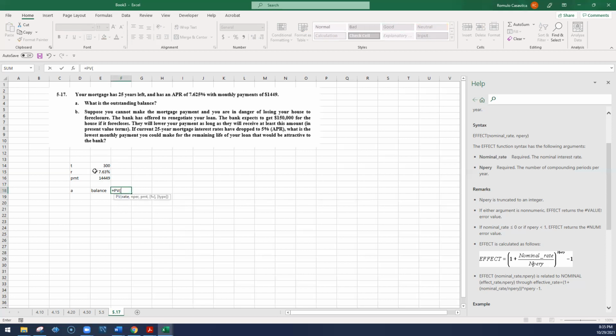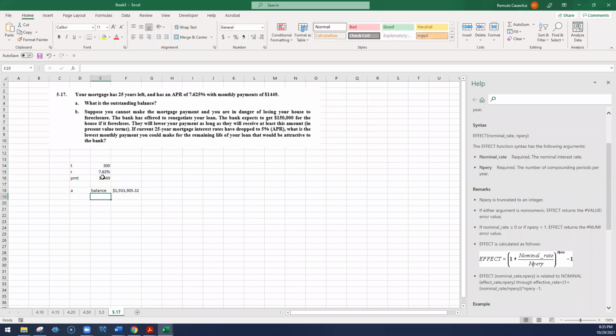So the rate is this. I had to divide it by 12 because I'm going to have the periods in months. And then my payment, I put it negative because I pay it and I close it out. Something is off. Okay, there you go. 1,449. That's the balance.